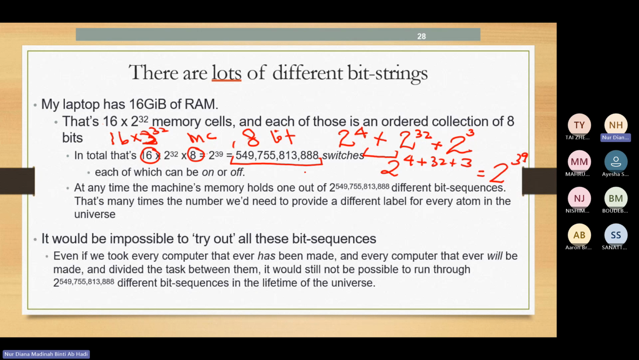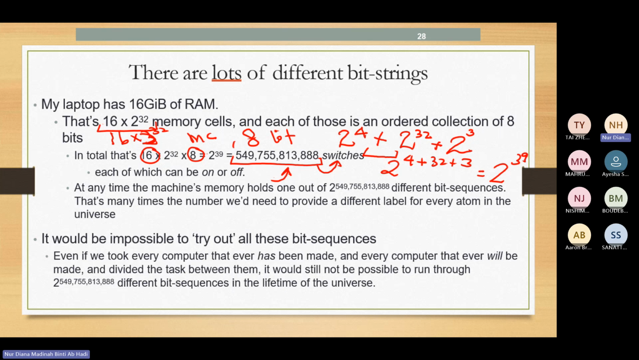Okay, so you're going to have this many switches, each of which can be on or off. So when you buy your computer, you should know. When you have this kind of information, you can already calculate how many switches are involved in your machine, in your laptop. Okay, so at any time, the machine's memory holds 1 out of 2 to the power of this many different bit sequences. Okay, that's many times more than the number we would need to provide a different label for every atom in the universe.